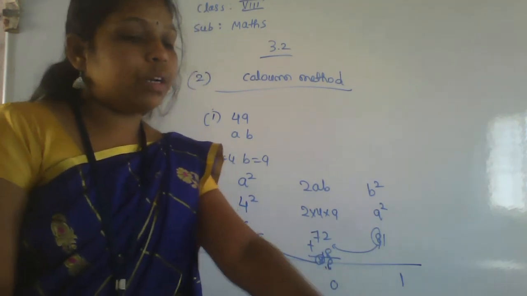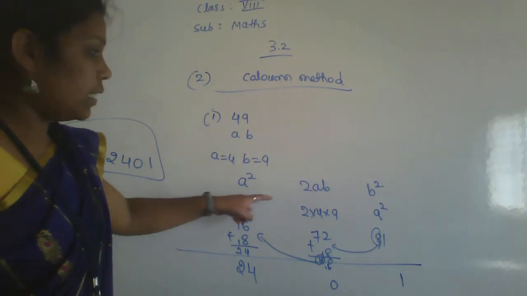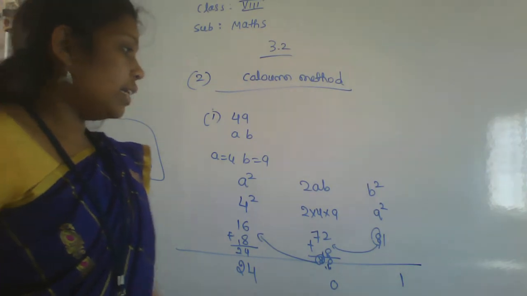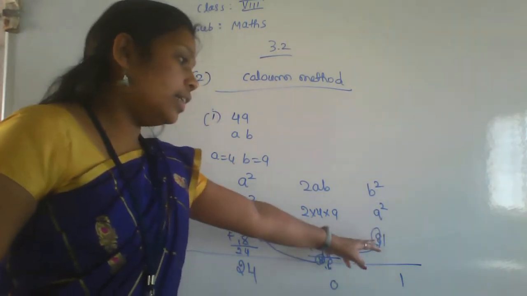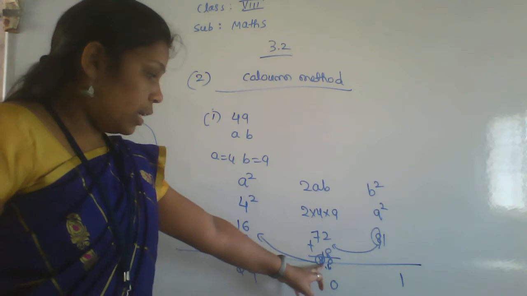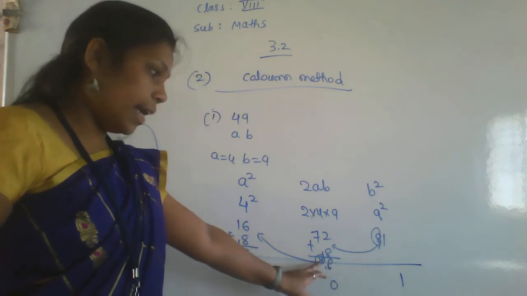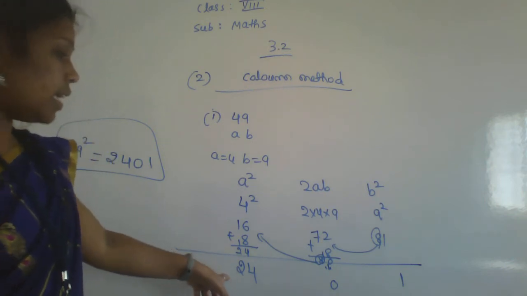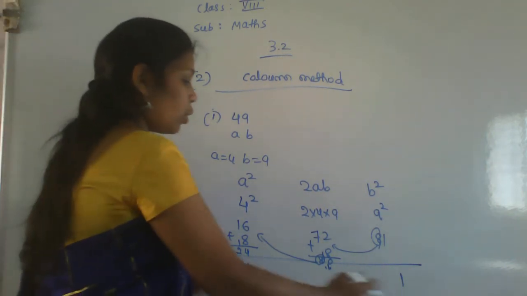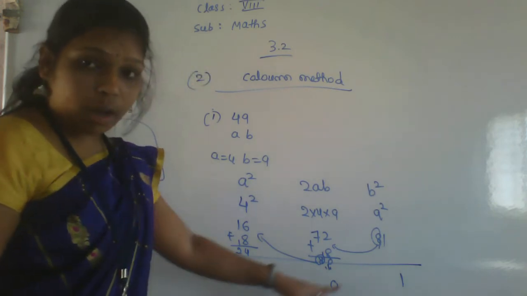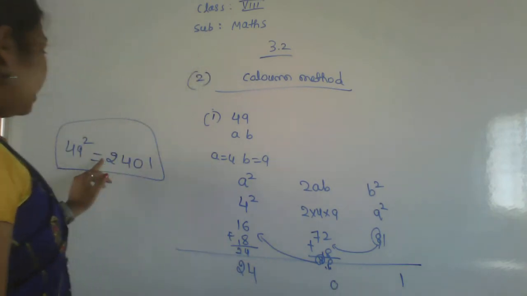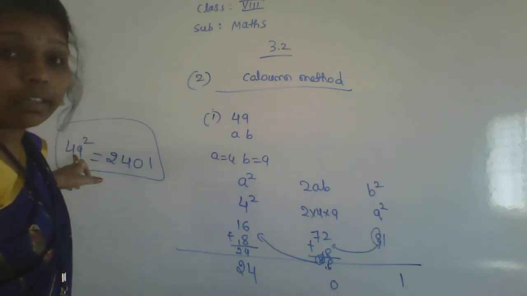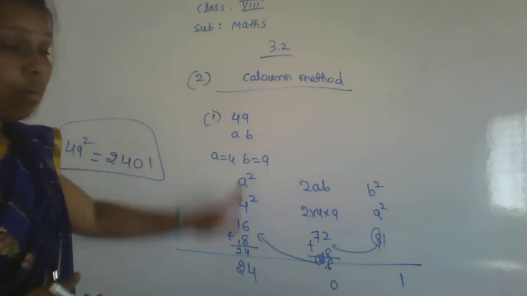Okay. So next, A square is 16 and B square is 81. 2AB you got 72. Here write a 1, take 8 this side and add. You will get 80, write here 0 and again take 8 this side and add. You will get 24. Then the last answer is 24. Together write all these numbers: 2401. So this is the 49 square. This is called as the Coleman method.